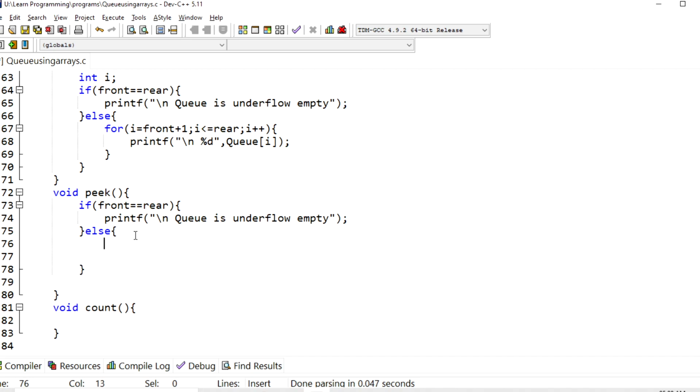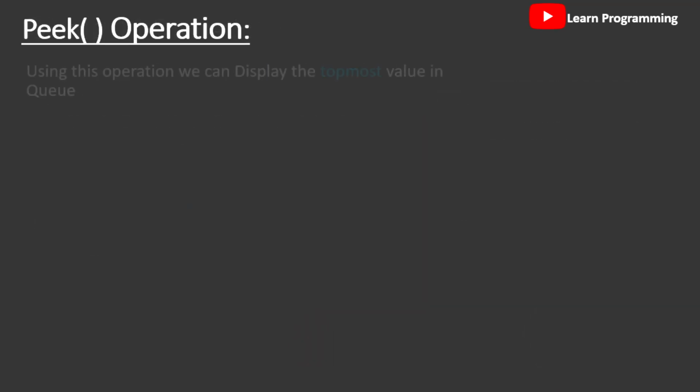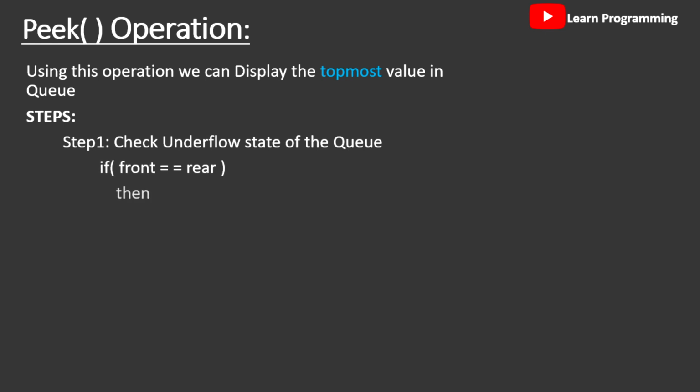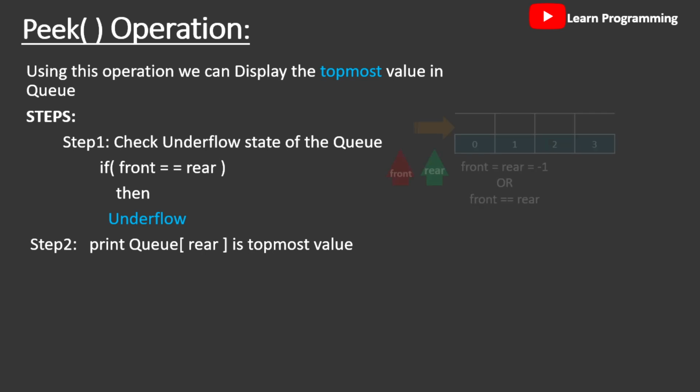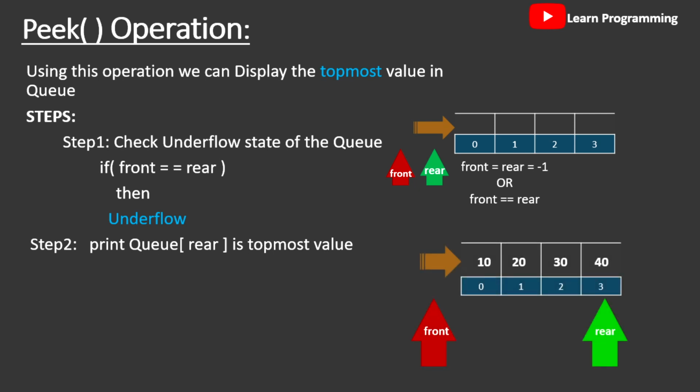So what we do now is we will try and understand that from these steps. First check for the underflow state. If this condition fails, then you just directly print the rear position index value on the display. That's the topmost value. So you can see that the queue is completely empty here. That means it is in underflow state. We don't display anything to the user. But here you can see that we have a list of values in the queue, and rear is positioned at index 3. So now we can see that 40 is the most recently inserted value, or the topmost value. Now we just display q of rear, which is q of 3, the topmost value, that is 40.